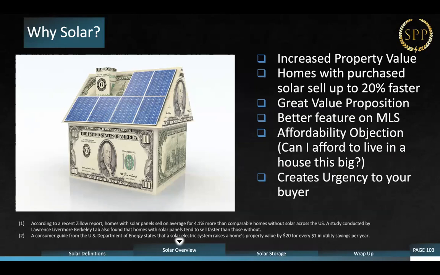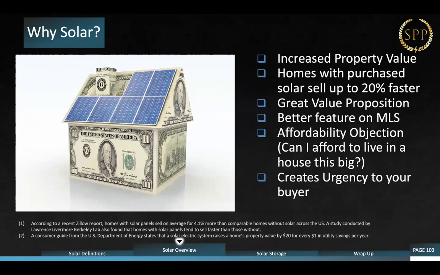It looks better on the MLS, so it makes it easier for realtors to find it, because there's a huge search criteria that you can put in just for solar. It handles the affordability objection for the realtor. So if a realtor is touring the house with somebody that you're trying to sell, and they say, oh, well, I don't know if I can afford the electricity in this house.